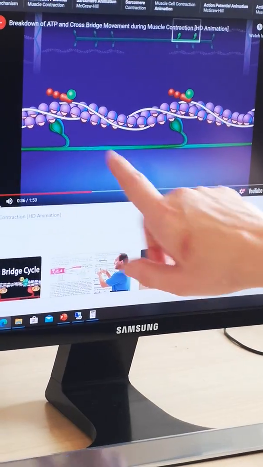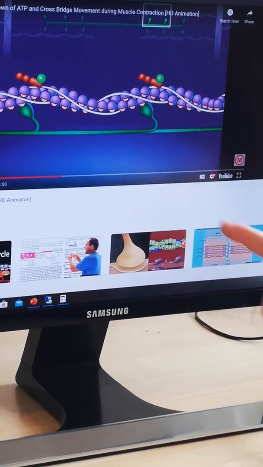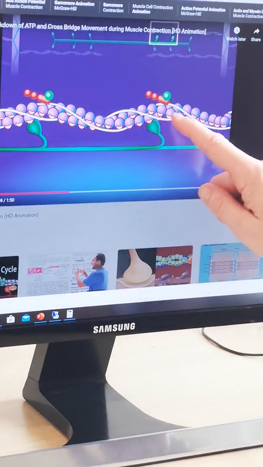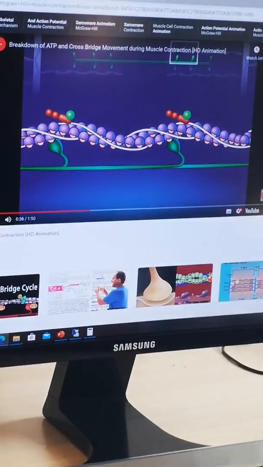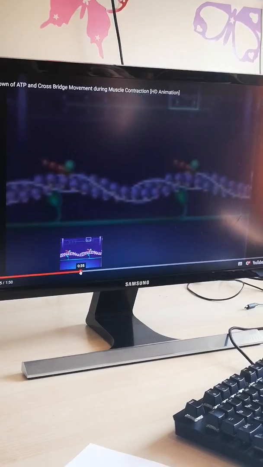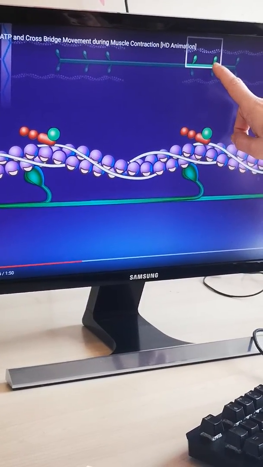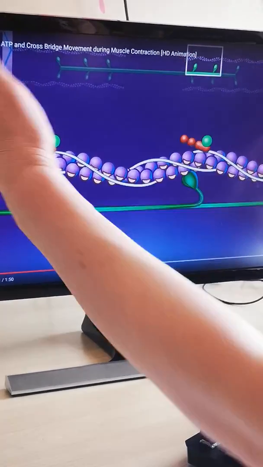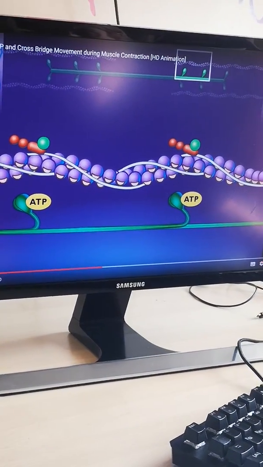Now in this animation you'll see the phosphate and the ADP are lost during that process. That's not important at A level. What's important is the energy that was already in the head has allowed it to change shape and move. And as it's done that, you can see all these heads in this animation. If I go back and we watch them, as they do that, they're going to be moving this actin so that both sets are working and moving the actin closer together.